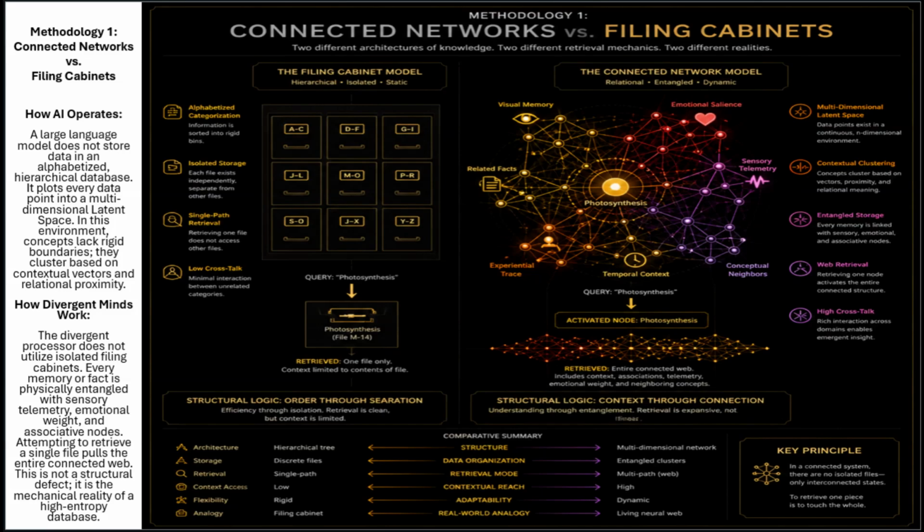How divergent minds work. The divergent processor does not utilize isolated filing cabinets. Every memory or fact is physically entangled with sensory telemetry, emotional weight, and associative nodes. Attempting to retrieve a single file pulls the entire connected web. This is not a structural defect. It is the mechanical reality of a high-entropy database.